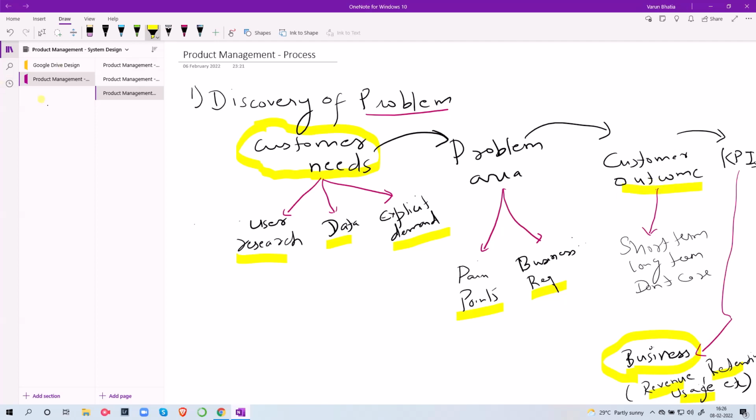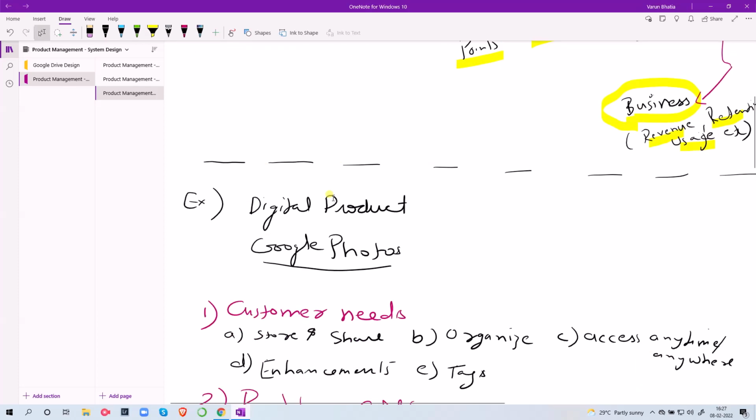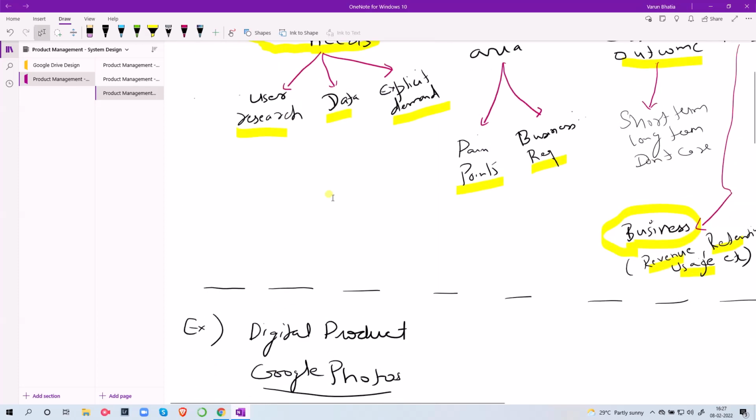So I think this basically gives you a good understanding of how you set up a process to identify or discover problems. I'm going to take an example of a digital product, easier to understand. Maybe most of us have used it, but I'm going to drill down with the same framework that I described here, and help you formulate some aspects of the product management process, or actually the discovery of problem, as we are focusing on that.